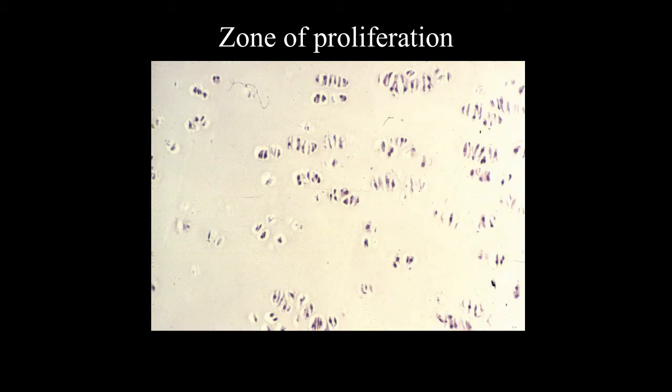Here is the zone of proliferation. The chondrocytes stack on top of each other as they're dividing, so you see these isogenous groups. This represents the zone of proliferation as the cartilage is dividing in the growing fetus.